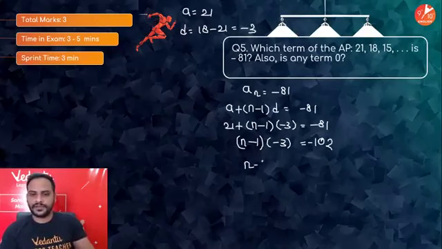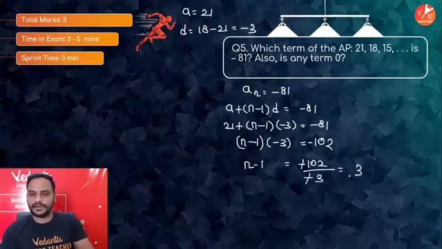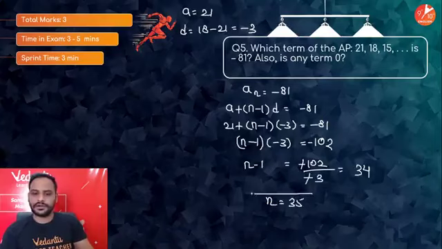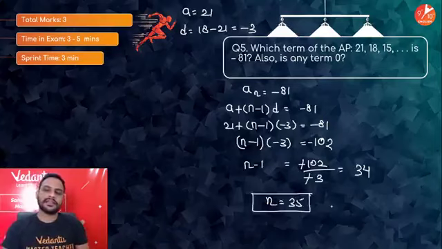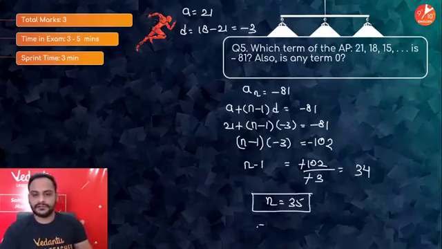Alright, so I can say N minus 1 is equal to minus 102 upon minus 3. Negative to negative got cancelled. 3 3s are 9, 3 4s are 12. Shift minus 1 over there, N is equal to 35. So I can say this minus 81 is the 35th term. 35th term of this AP will be minus 81.